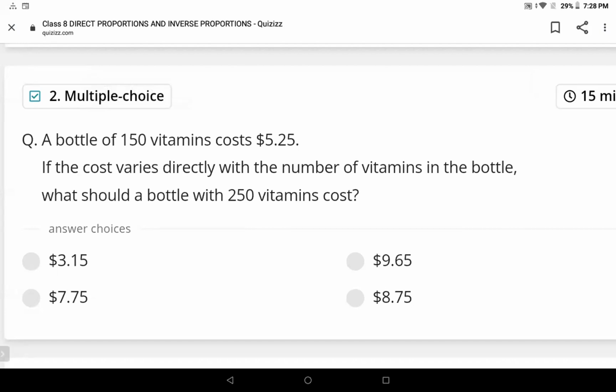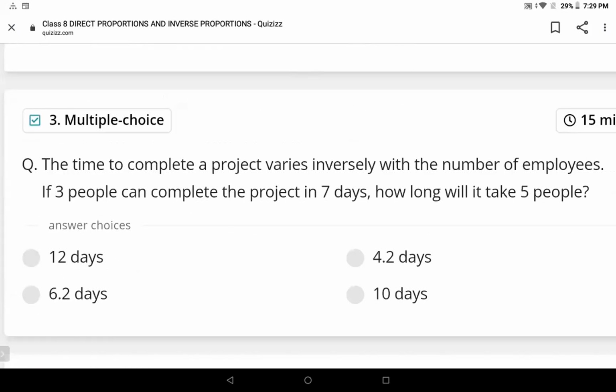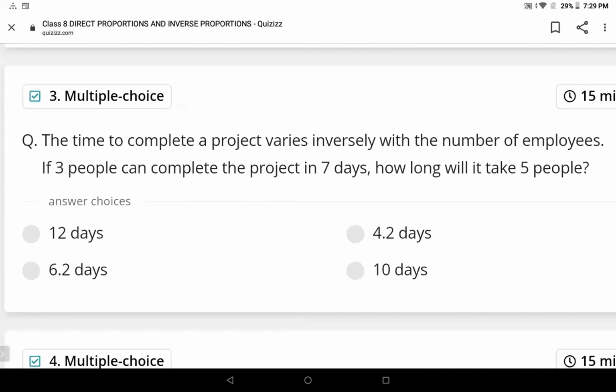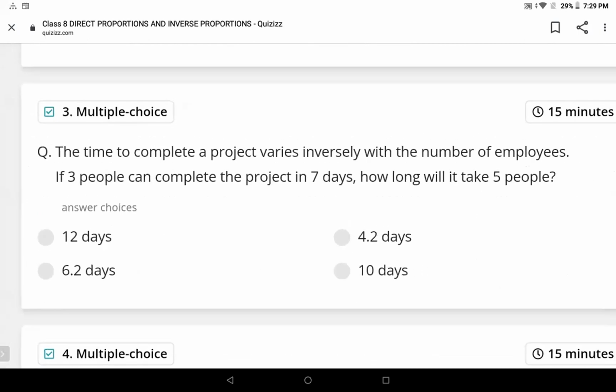Very good, very good. So here 250 multiplied with 5.25, it's a direct proportion. 250 divided by 150, children. $8.75. Right. Next, Ridhima, please, who just before read, I think Inaya, your voice was very clear.